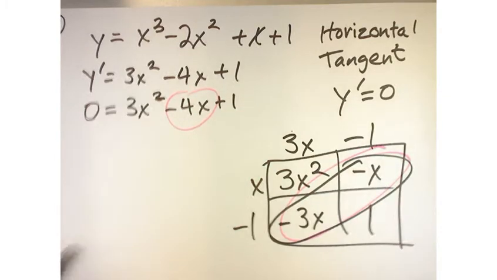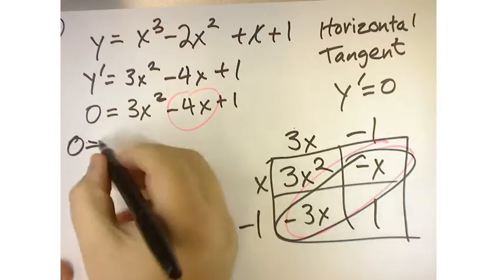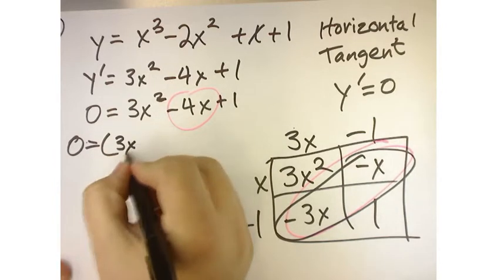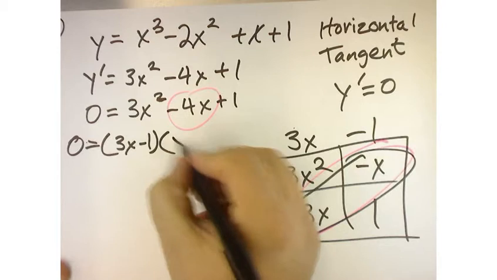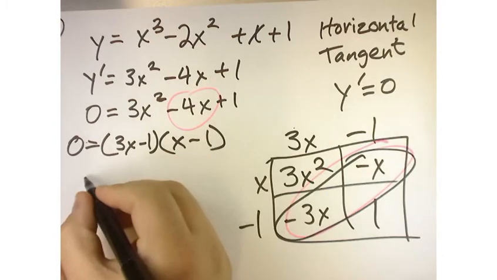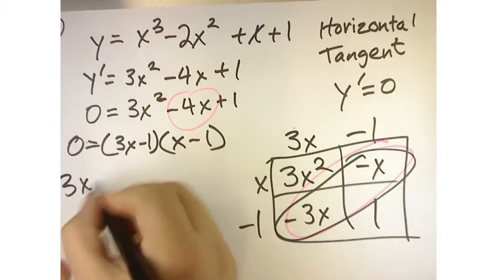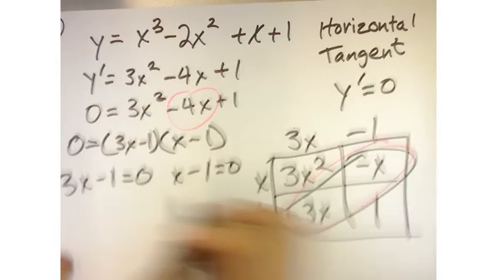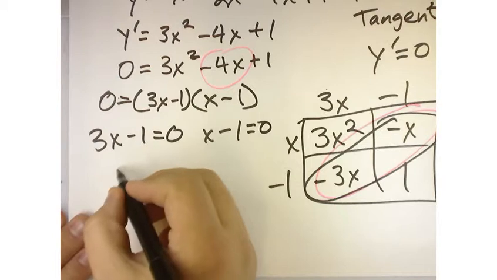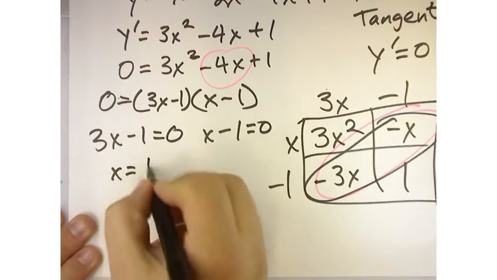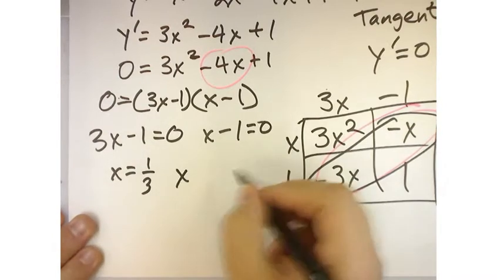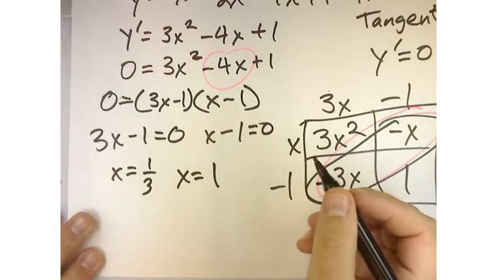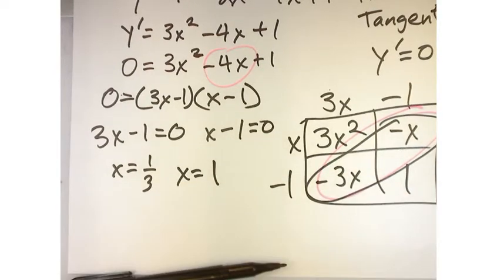So then what I got is 0 is equal to 3x minus 1 times the quantity x minus 1. So 3x minus 1 equals 0, x minus 1 equals 0. And that means that this would be x equals 1/3, and this is x equals 1. Wait, isn't it like x plus 1? Or oh, you put negative 1. Okay, I skipped some steps.